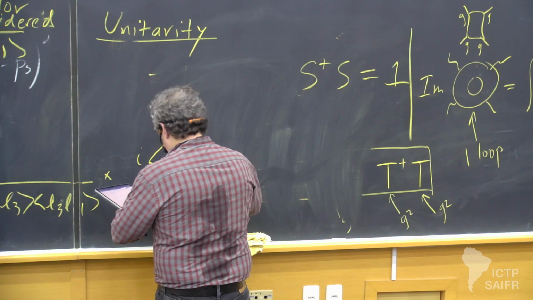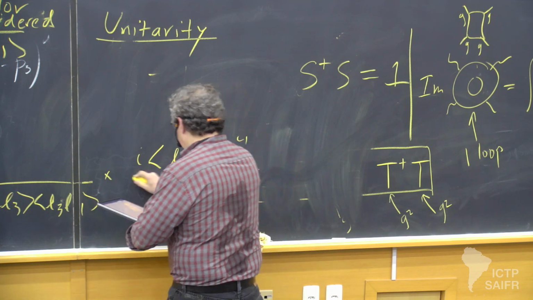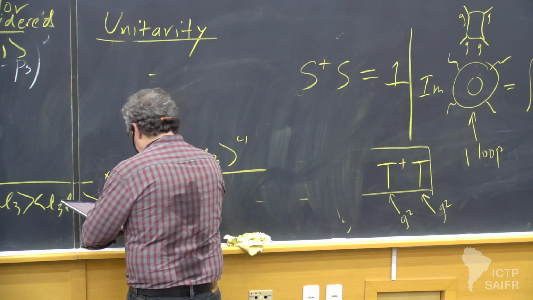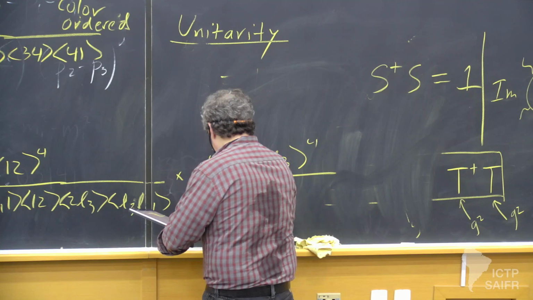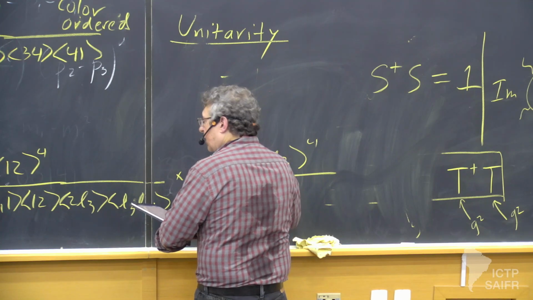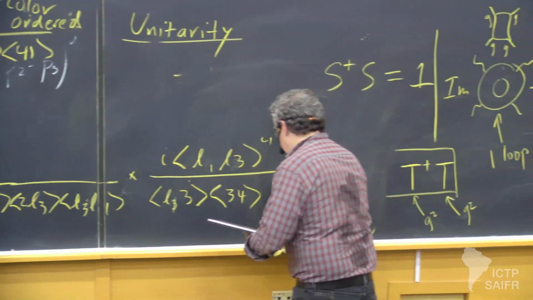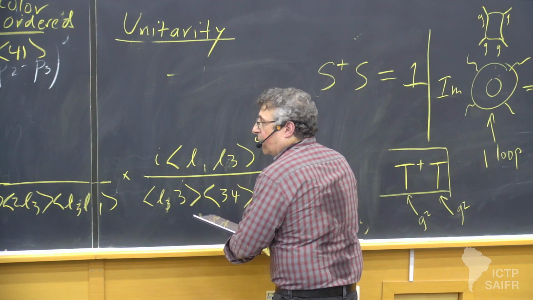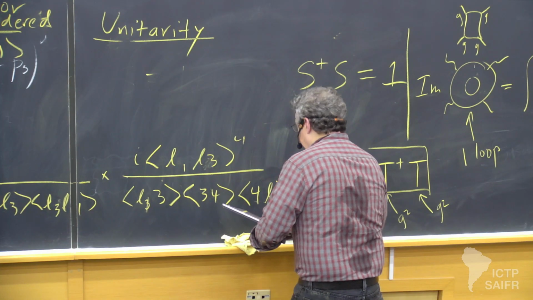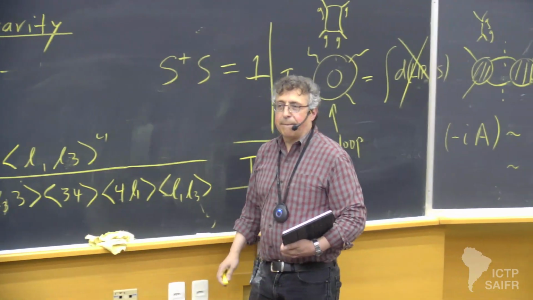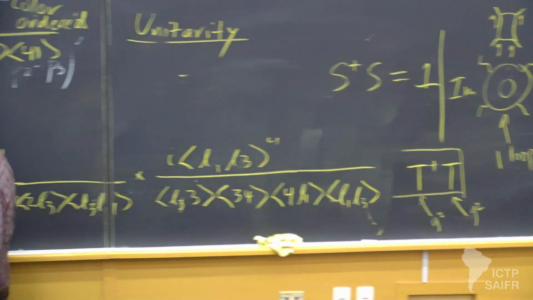Okay, L1, L3 to the 4th, and then L1, oh, it's L3, 3, then 3, 4, then 4, L1, and then L1, L3. And this is the answer. Okay? This is the value of that cut.